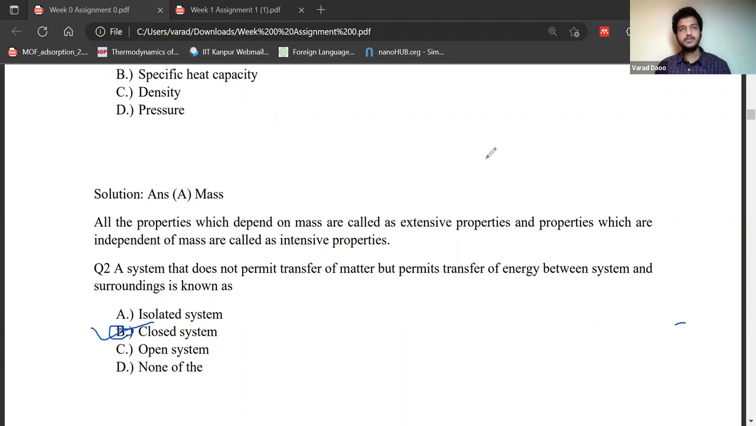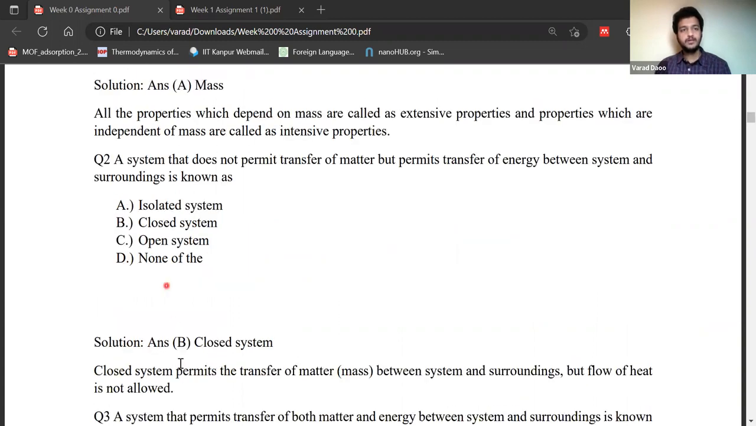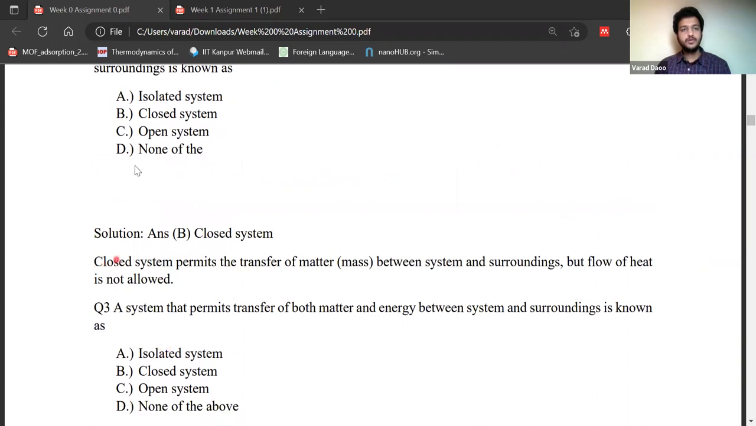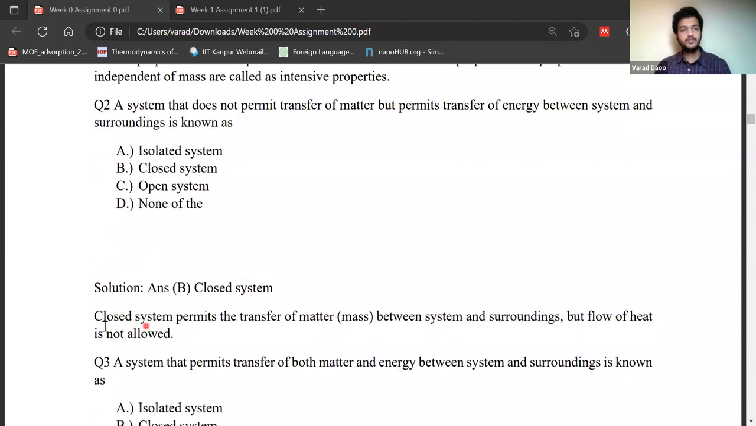So does anybody have any questions? I will wait for 1 minute. Then if nobody has, we'll go for the next question. Okay. So the answer is closed system. A closed system permits transfer of matter, so matter here means mass, between system and surrounding, but flow of heat is not allowed.